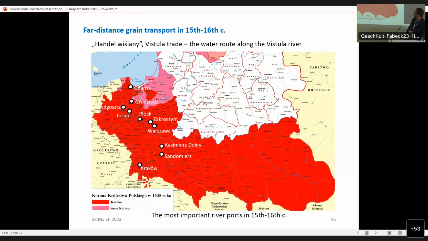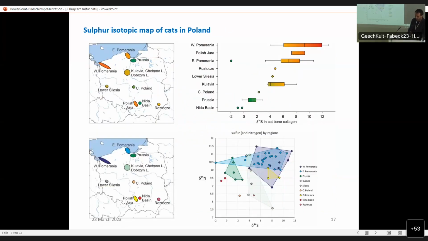So if it's like this, then we thought maybe we should check sulfur in cats from other parts of Poland, because maybe grain from other parts of Poland was an important factor creating the isotopic signal of sulfur in cats in Gdańsk. So we collected other cats that we had from different areas of Poland, and we measured sulfur in them. And it's quite surprising because there is some regular or expected pattern.